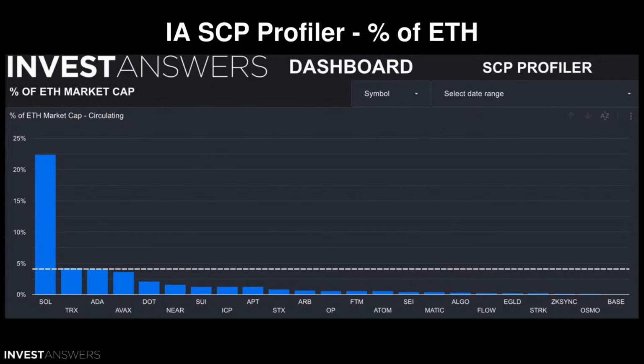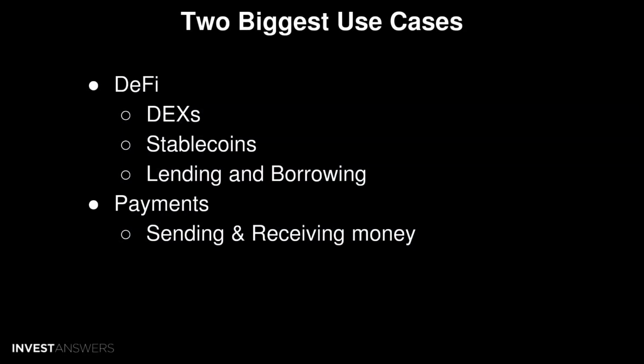Now, I feel like I'm rambling a bit. Let's get back to this. The two biggest use cases, for me, I believe are DeFi, which is DEXs, decentralized exchanges. The news that came out over the last 3 days here in Singapore regarding DEX capability was mind-blowing. Stablecoins, basically turning dollars into digital dollars that are frictionlessly transferable, and then lending and borrowing.